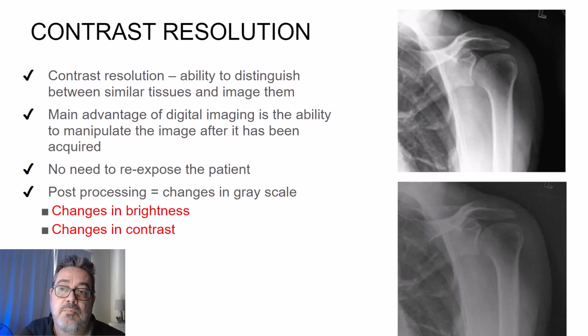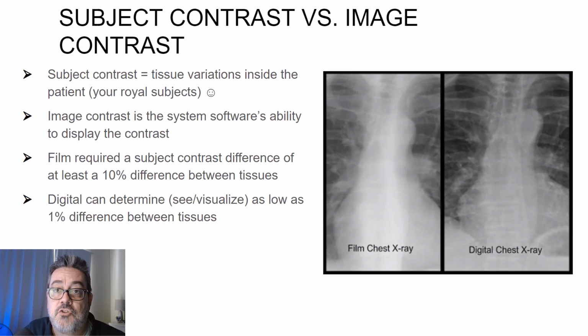Post-processing can change both brightness and contrast to allow you to see things you couldn't normally with old film screen radiography. Subject contrast is just the tissue density variation. Image contrast is the computer software ability to adapt the display contrast. The chest has high subject contrast. The mediastinum is composed of bone and muscle compared to the adjacent tissue of the lungs containing mostly air.